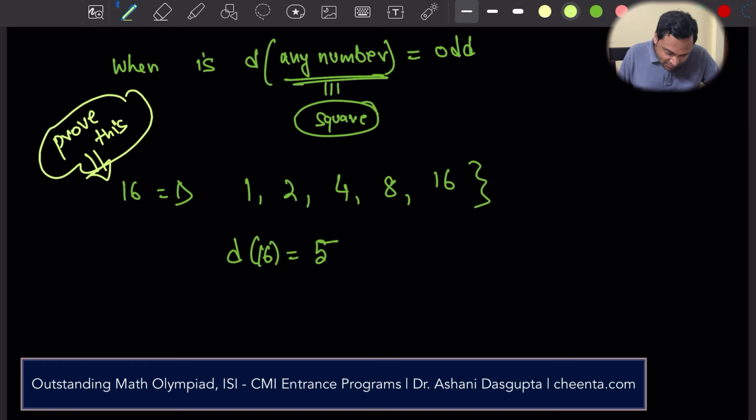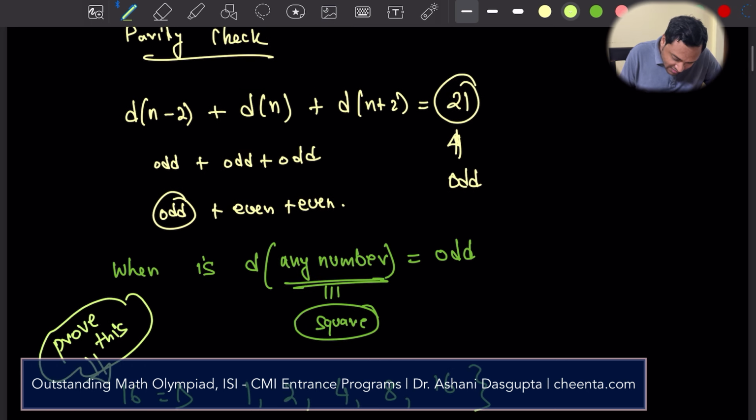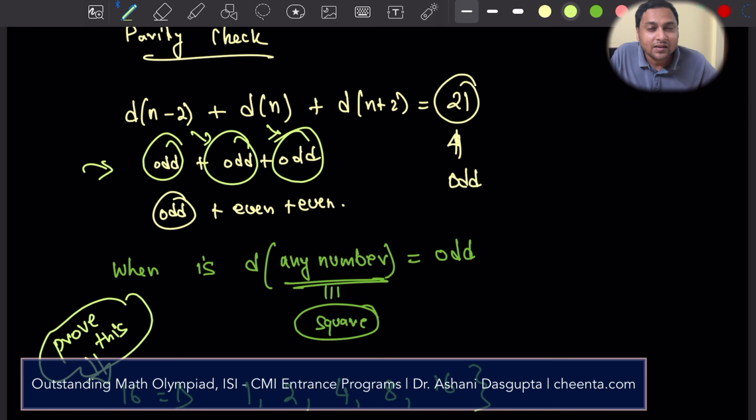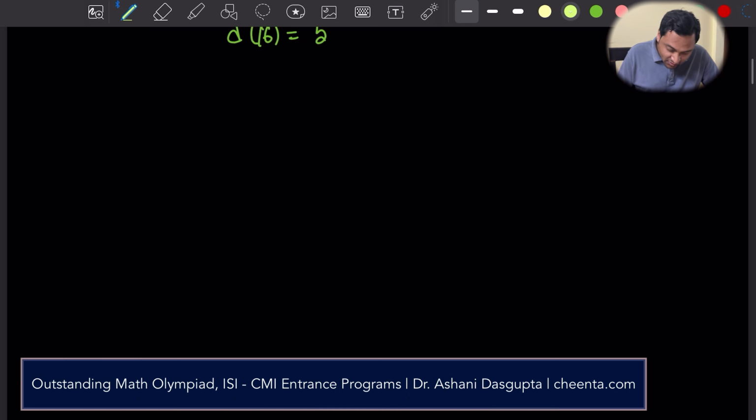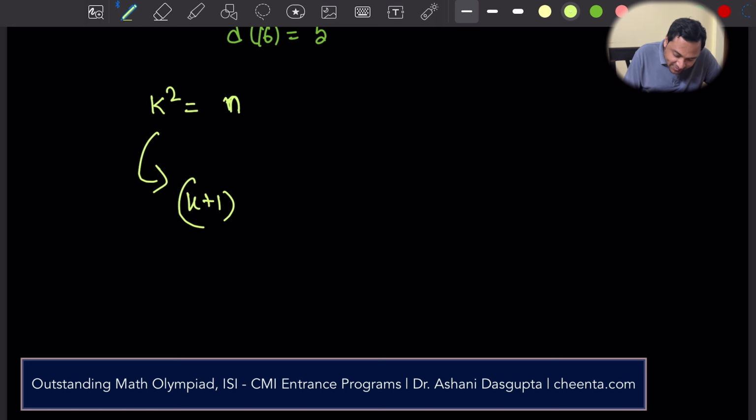We will use this fact. See, if all three are odd, then all three of them have to be square numbers. Now, that's not possible because the gap between the numbers is really small. Let's say n is a square number, k square. Then the next square number is simply k plus 1 whole square, right? The square number after k square has to be k plus 1 whole square. Now, what is the gap between k square and k plus 1 whole square? You can subtract them.